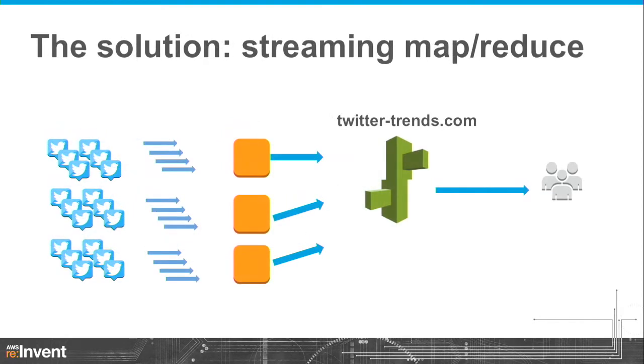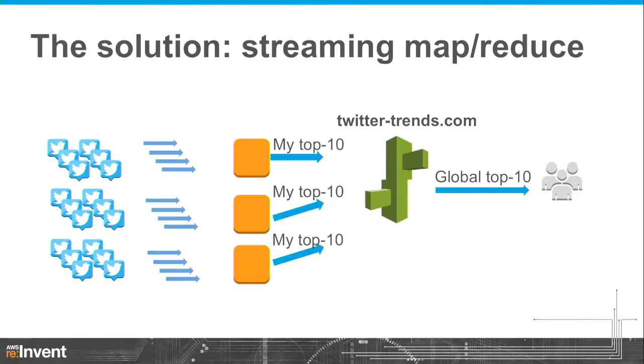Now the solution we're going to take from this is we're going to take a page from the MapReduce community, from the community that's already figured out how to do processing of huge batches of data. They use this concept of MapReduce. We're going to come up with sort of the streaming equivalent of that. So how would we do that?